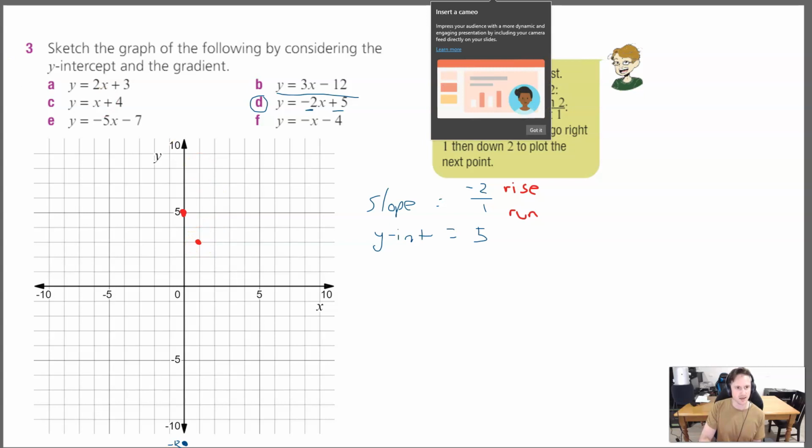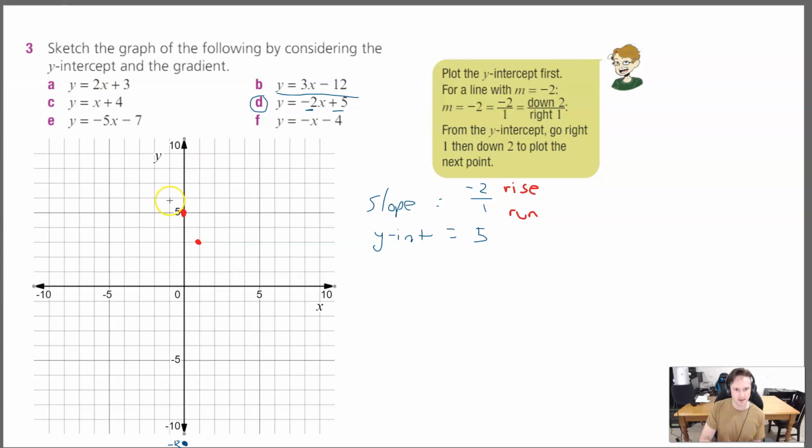From there, I can just get my ruler and draw a straight line through those dots as best as you can, just like that. And then we'll usually say next to it, we'll draw the equation, y equals -2x plus 5. So y equals -2x plus 5. Okay. So that was for D. And now over here, it's going to be for E.